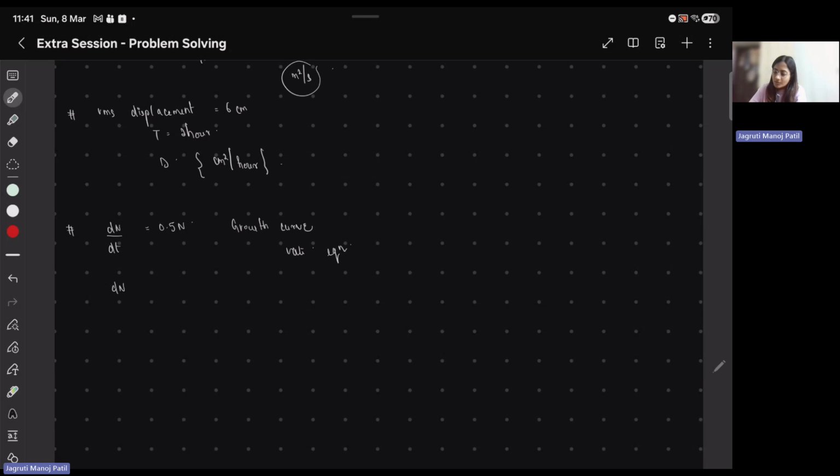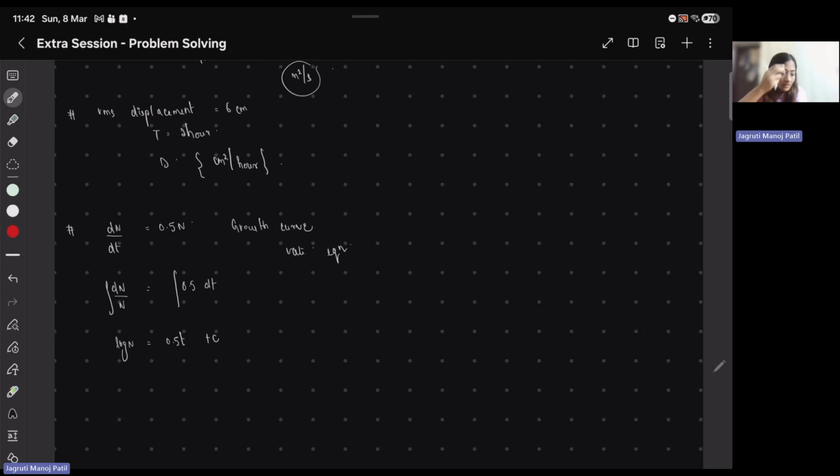Keep the same terms on either side. Okay. So this is dN, bring N this side. Integrate it. 0.5, take dt that side. Integrate it. So this is going to be log N, right, is equal to 0.5 t plus c, right?